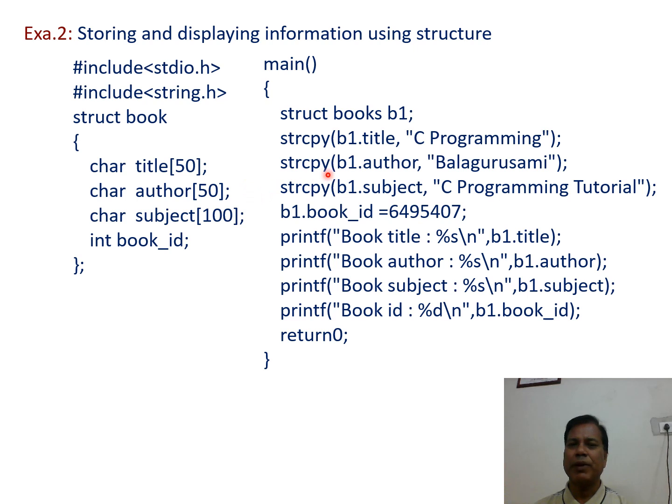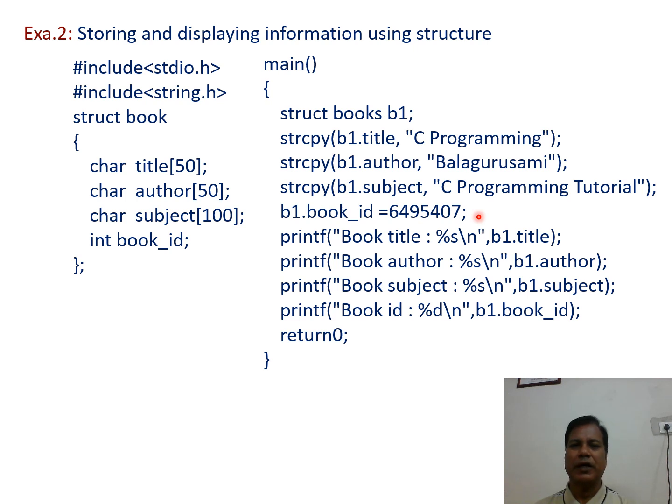Then strcpy b1 dot author. What is the name of the author? That is stored with b1 dot author. In a similar way, "C Programming Tutorial" is stored with b1 dot subject, and b1 dot book id is assigned a value of 649954077.